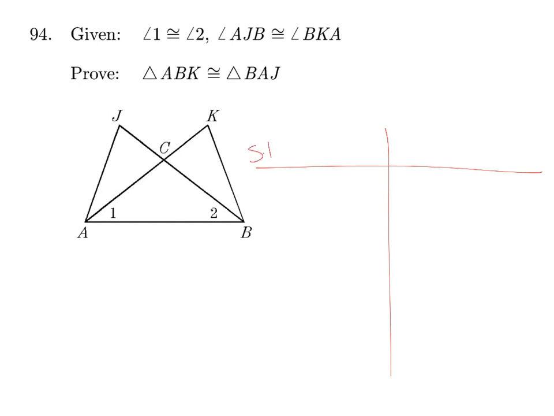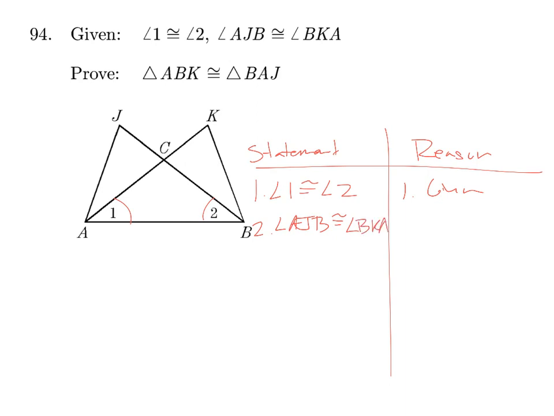All right, statement, reason. 1, angle 1 is congruent to angle 2. That's given. Make sure to label the diagram. And then angle AJB is congruent to angle BKA. That's given. Make sure to label the diagram.